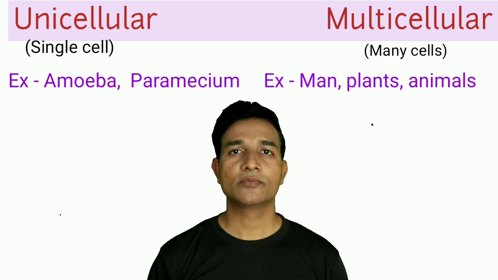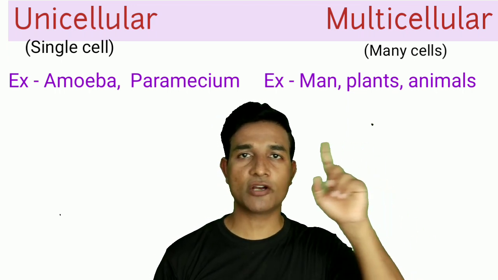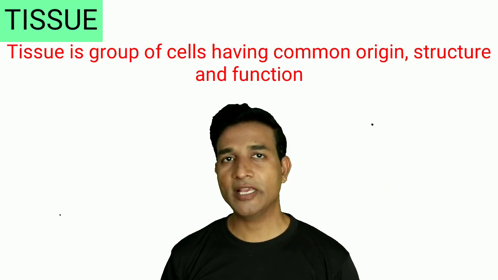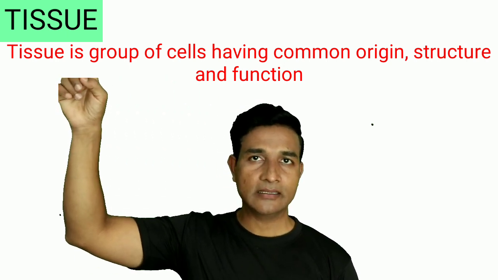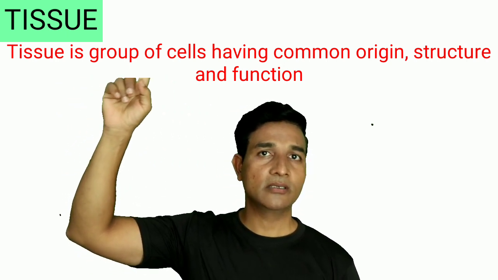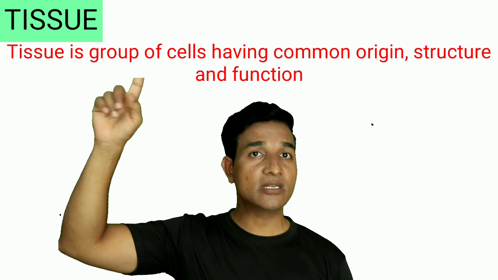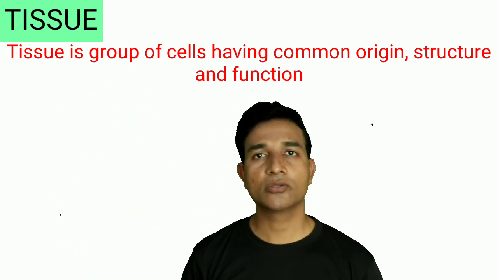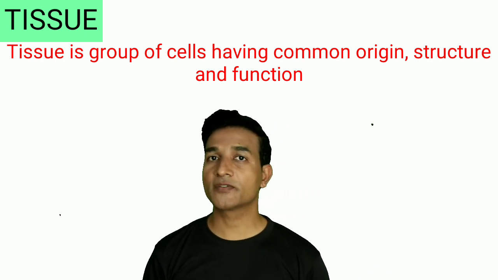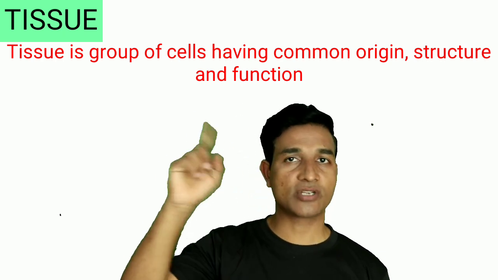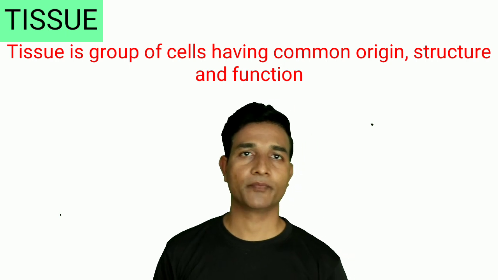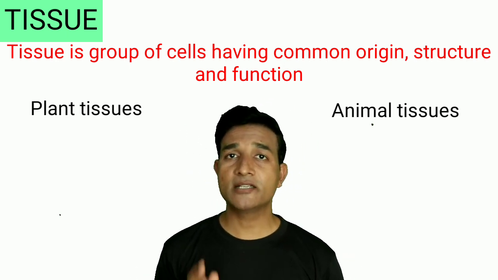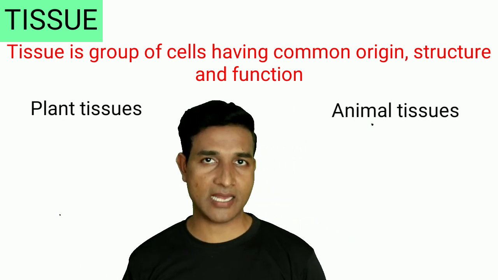So now we come to the definition of tissue. So tissue is a group of cells that are similar in structure and similar in function, and that is called a tissue. So usually tissues are a group of cells having common origin as well as structure as well as function. Now, what is the difference between the plant tissues and animal tissues?